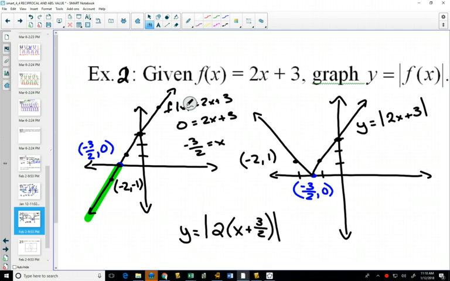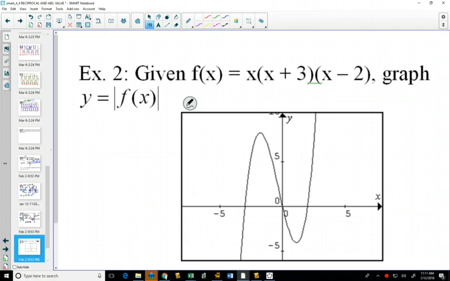You graph the function inside first, and then whatever is below, you flip over the x-axis. So sometimes you get absolute value questions like this, where they give you the equations, you can graph the inside function, and then just do the reflection. Sometimes they give you a graph, right? This one's graphed for us already. It's a chapter 1 function. We could have graphed this, right? Because you would know that your x-intercepts are at 0, -3, and at 2.